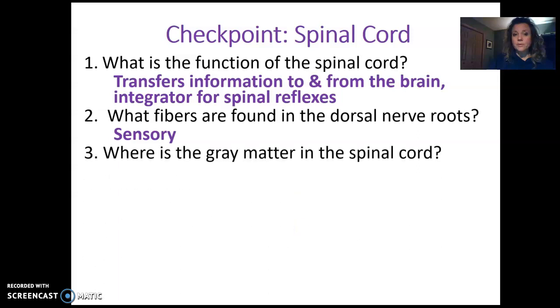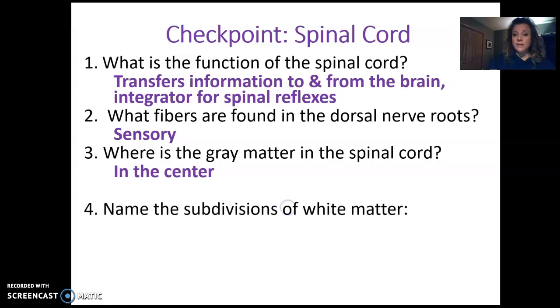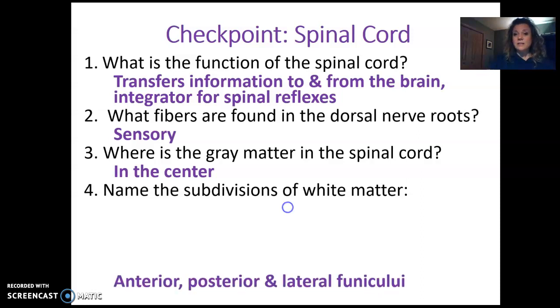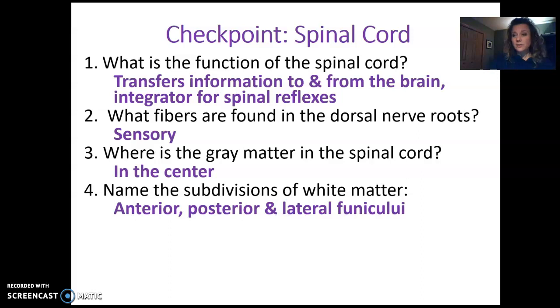Number 3, where is the gray matter in the spinal cord? It's in the center. So this is opposite the cerebral cortex. The gray matter for the spinal cord is in the middle, and the white matter is on the outside. And then you have the subdivisions of the white matter. Now remember, these are all called funiculi, and they're named according to their position. So what are their three positions? That would be anterior, posterior, and lateral funiculi.